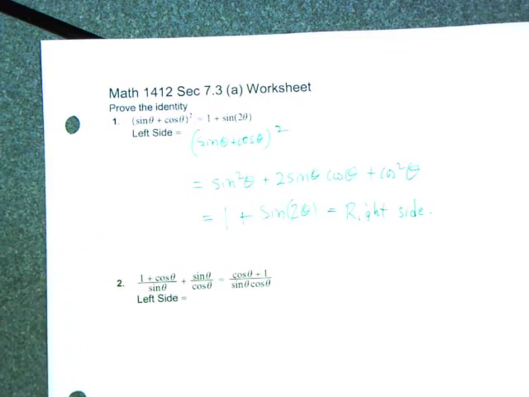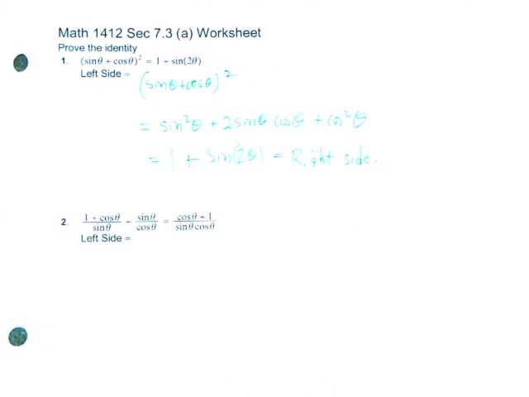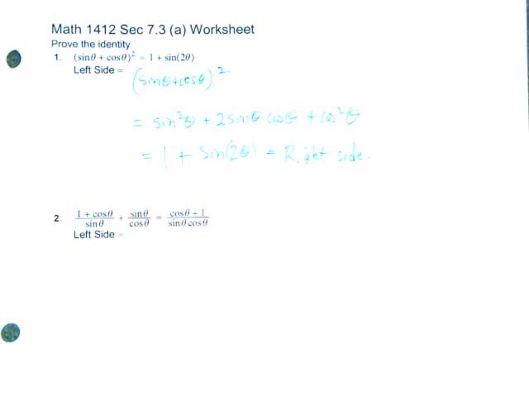So there's basically what you're going to do. You're going to start with one side. You're going to do some work until you end up with the right-hand side. All right? So very common things that happen in almost all of these identities. You use the Pythagorean identity a lot. So look for that one a lot.